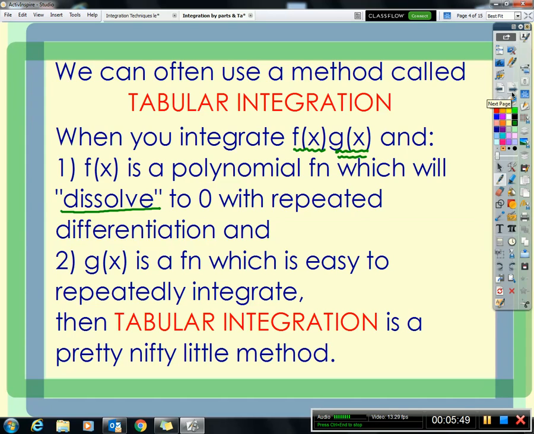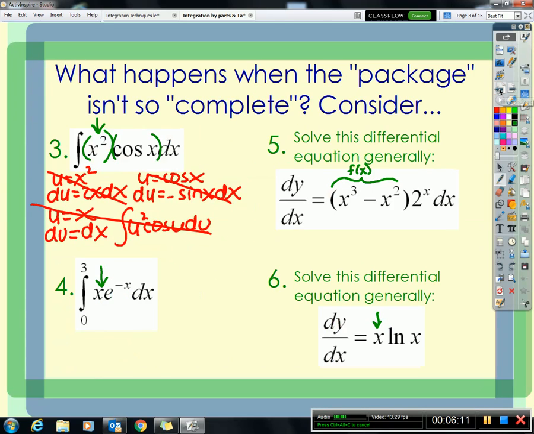Now, the other requirement for tabular integration is that g of x has to be a function which is easy to repeatedly integrate. Or, let me say it this way, it's got to be a function that you can get antiderivative after antiderivative after antiderivative. So, I know, for instance, on number 3, if you look at cosine x as being your g of x, the antiderivative of cosine x is sine x. The antiderivative of sine x is negative cosine x. The antiderivative of negative cosine x is negative sine x. So see, you can go up that ladder real quickly.